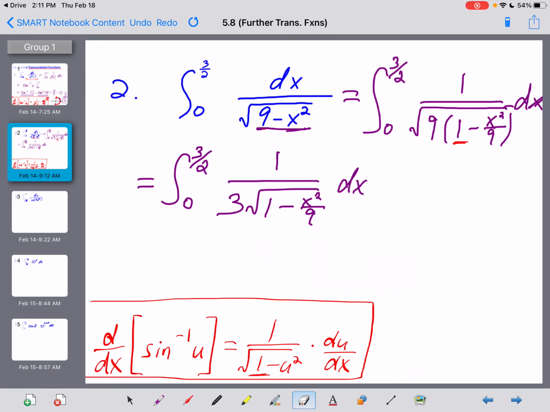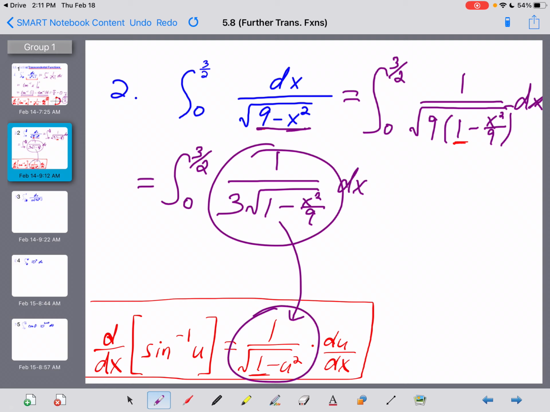Still a long way from home, but what I'm hoping you guys see is that this new integrand that we have right here is getting closer to this mess. Still not quite there. But let me tell you, the 3 doesn't bother me at all because on my very next step, that 3 is a constant. I'm going to pull it out in front of the integral.